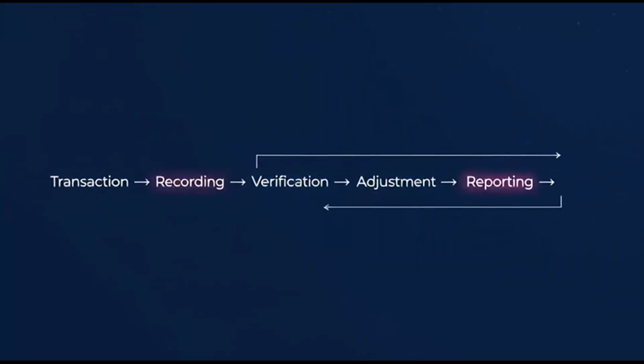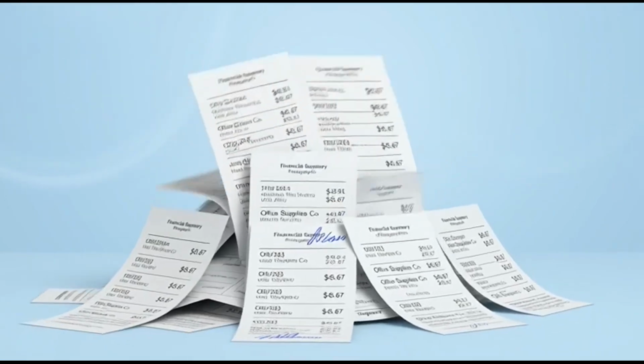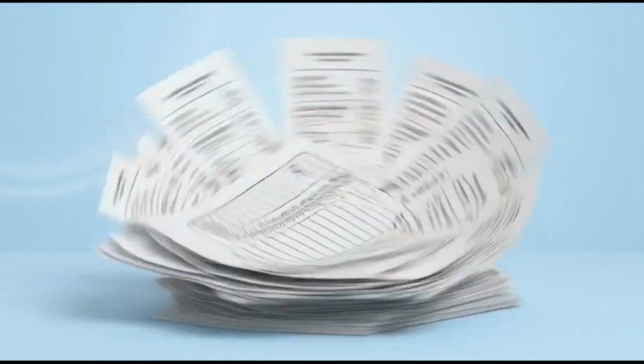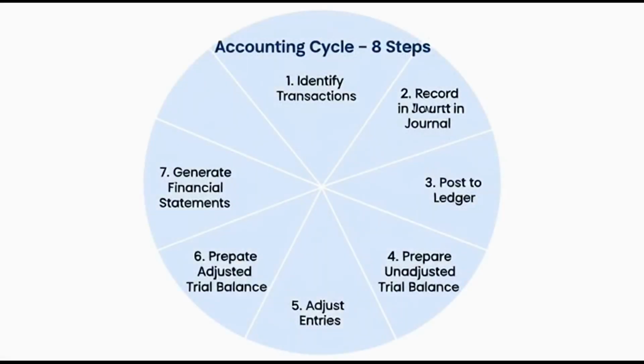The accounting process is not just bookkeeping. It is a structured financial control system that turns daily transactions into reliable financial intelligence. Have you ever wondered how businesses keep their financial records accurate and organized? In this video, we'll break down the 8 fundamental steps of the accounting process in a simple and practical way.